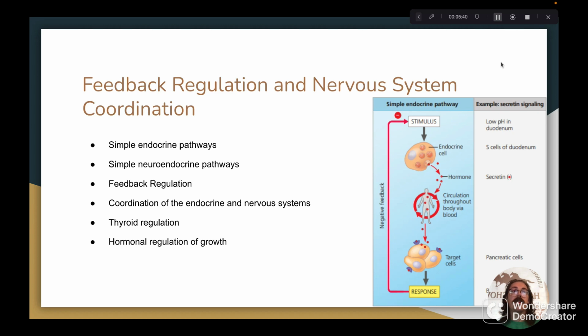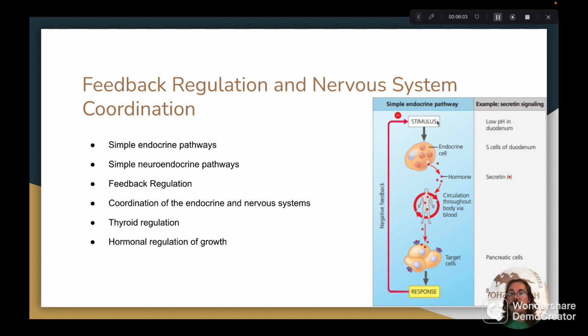Let's talk about feedback regulation and the nervous system. First, we'll talk about simple endocrine pathways. In simple endocrine pathways, endocrine cells secrete a specific hormone in response to a specific stimulus, which travels to a target cell and binds with a suitable receptor protein and elicits an intracellular response through signal transduction.